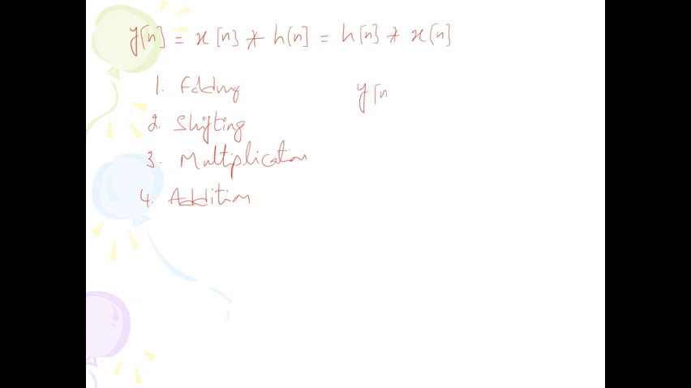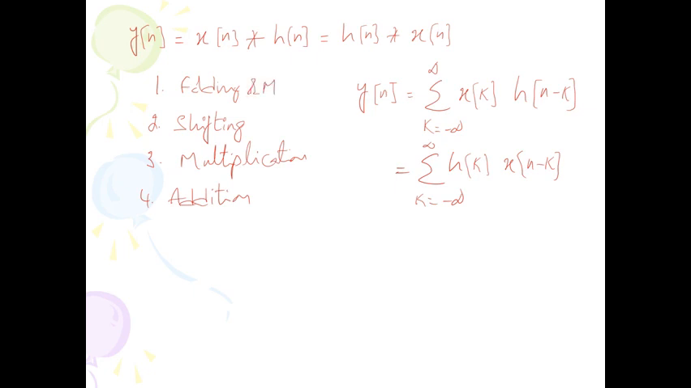Write the equation for y of n. y of n is equal to summation of x of k h of n minus k, k equal to minus infinity to plus infinity. Because convolution is commutative, this can also be written as h of k and x of n minus k, k equal to minus infinity to plus infinity. Depending on our convenience, we can keep one sequence constant. The second sequence we have to fold, that is take the mirror image.